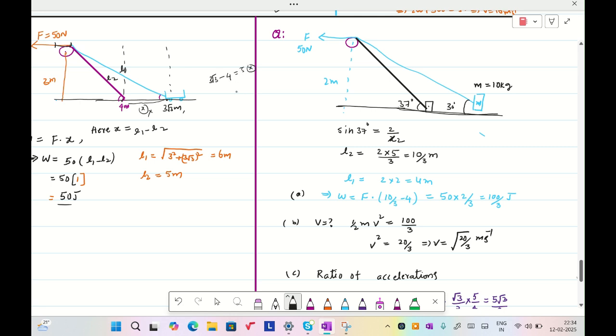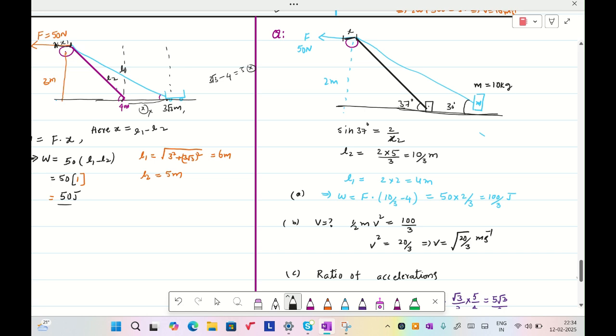This is the displacement of the block, but along the force direction, you have to find the length released by the string. That is what causes the work done. This x we have to find. So how much length of the string is released is the displacement by this force.